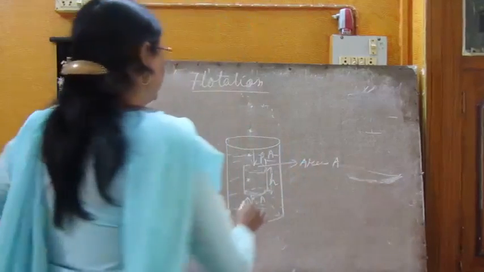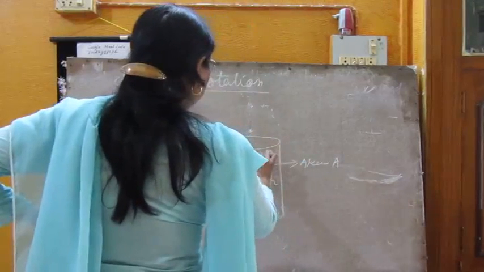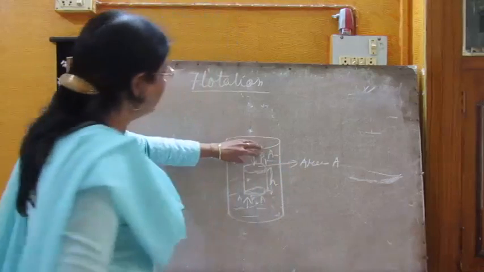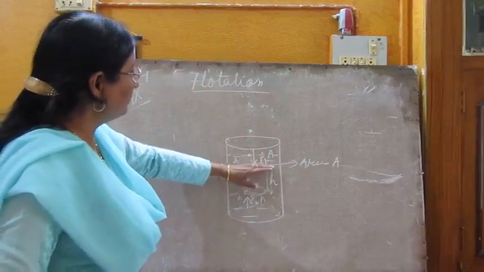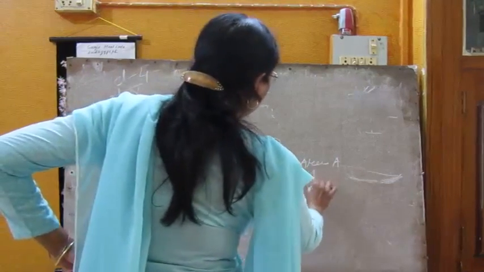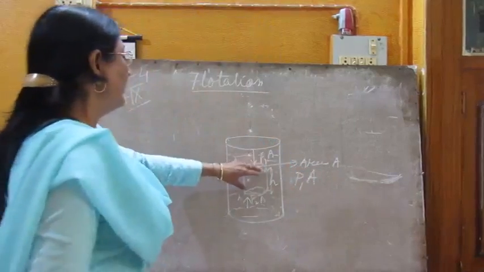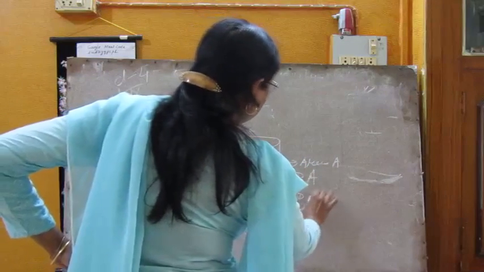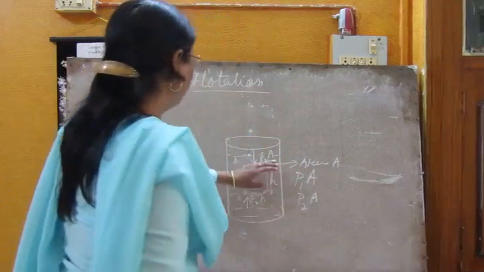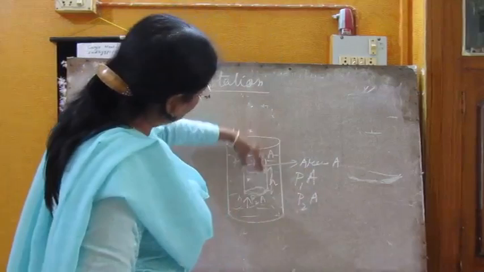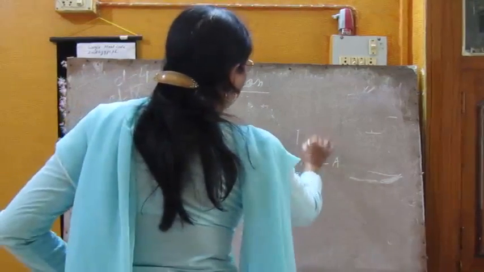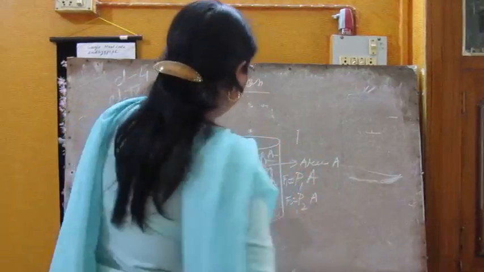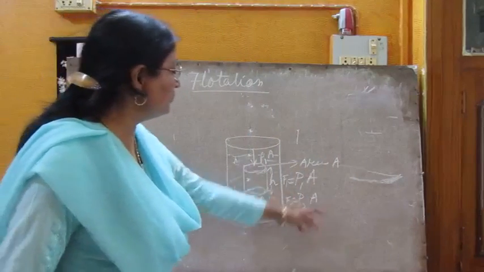Now see this: the top surface has area A, and the bottom surface also has area A. Let the pressure acting on the top surface be P1, so the force is P1 into A. And let the pressure acting from downwards to upwards be P2, so the force is P2 into A. The downward thrust is F1 and the upward thrust is F2.